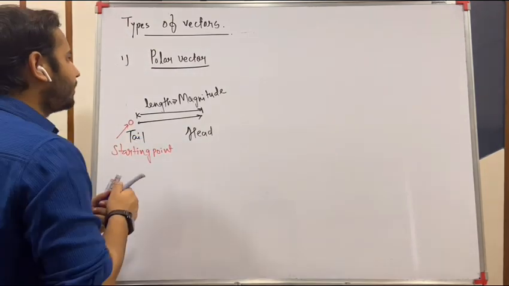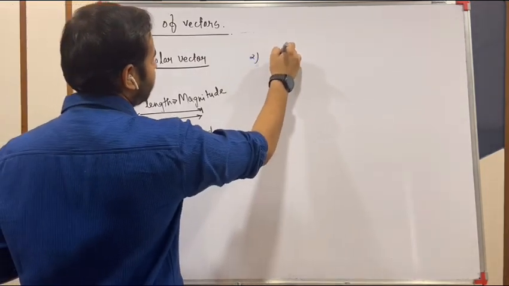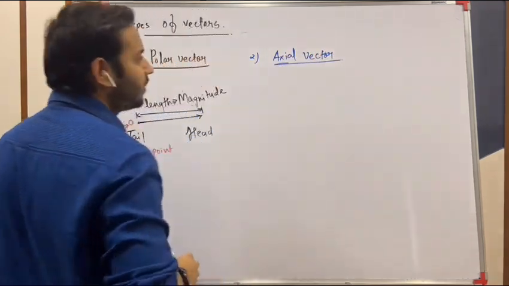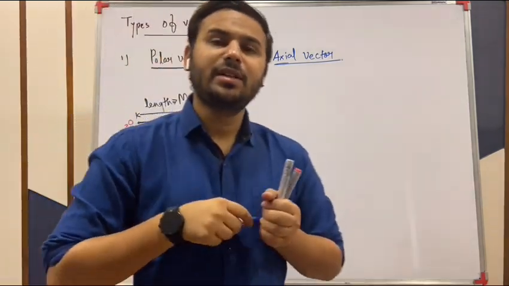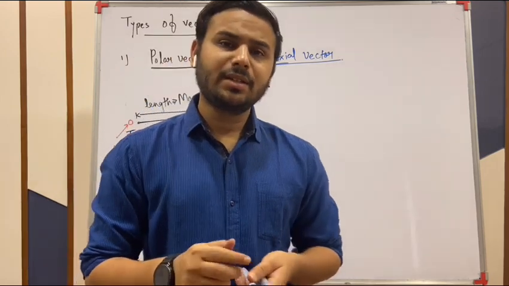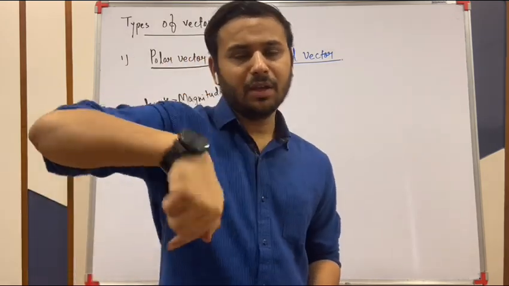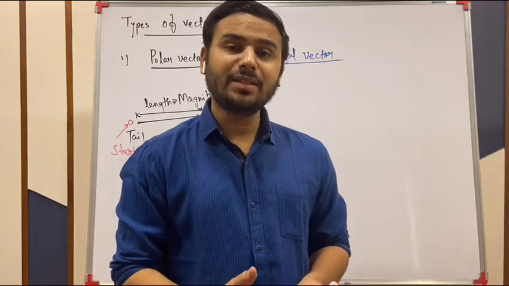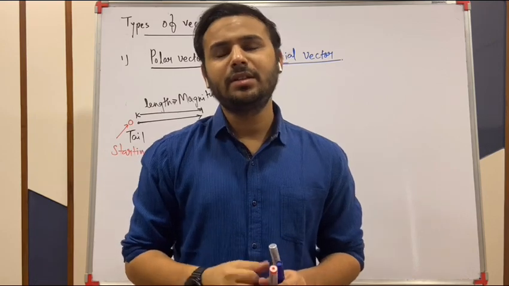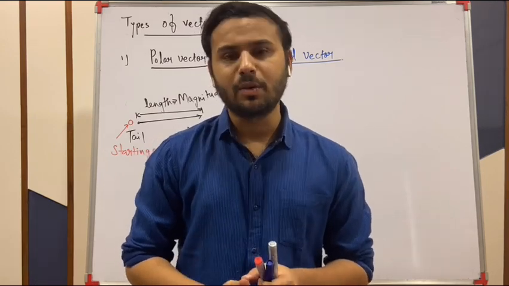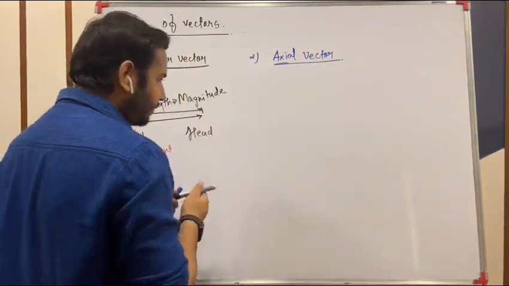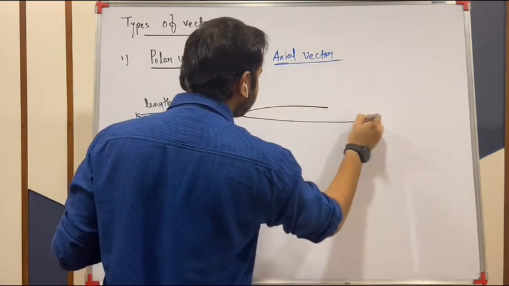Now the second type is called axial vector. This kind of vector we generally use in rotational motion. Let us assume a disk is rotating like this. Its axis will be either upward or downward. That purely depends on in which direction the disk is rotating, anti-clockwise or clockwise. That we can solve by the right hand thumb rule. See this. Suppose this is a disk.